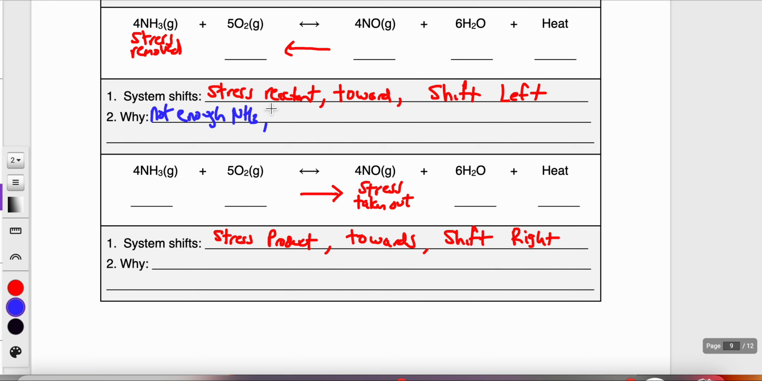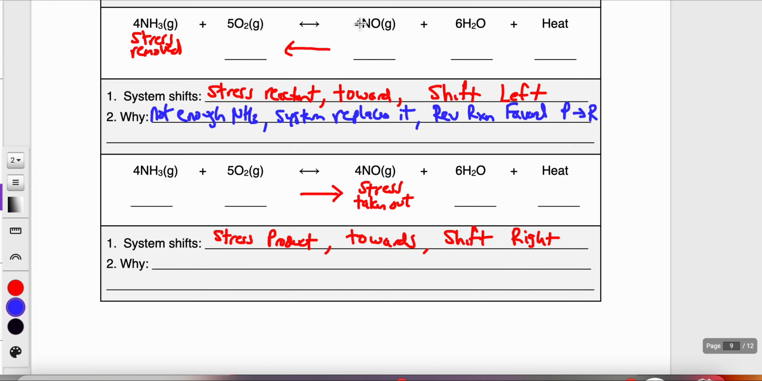And so now the system needs to replace it. Well, how does the system replace it? By shifting towards it. So when we shift, whatever we shift towards, that's what we're making. So in this case, because NH3 is a reactant, the system shifts left towards it. So that means that the reverse reaction is favored. The products are going to make a little bit more of the reactants.